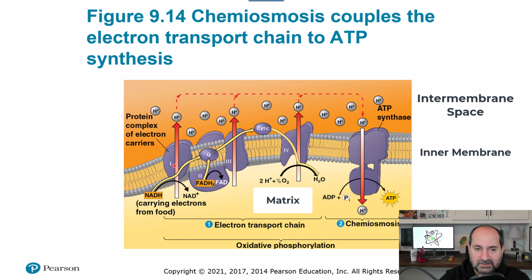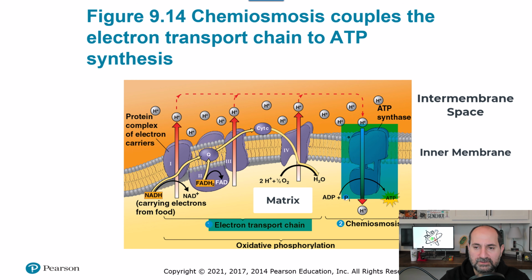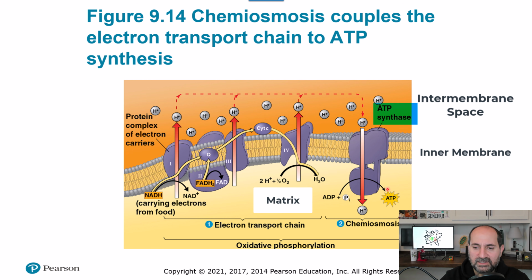Now, in the inner membrane, you have these complexes, 1, 2, 3, and 4. These 4 complexes make up the electron transport chain, while this complex over here, way on the right, this is an enzyme complex, which is also a carrier of protons. This is known as ATP synthase.